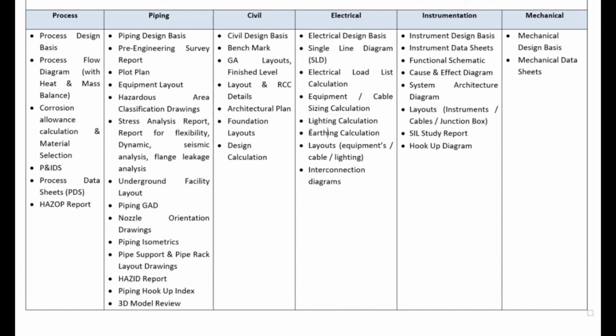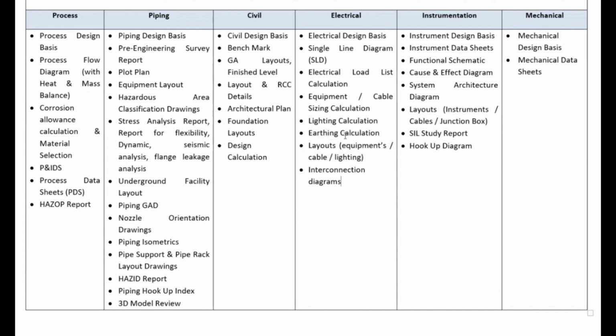Then the earthing calculation comes. Yeah, this is one of the very critical things. Because if there is an earth fault anywhere, we should be able to do the earthing sufficiently and we should not get an electrical hazard. The earthing calculation will ensure that all the electrical equipment, and mechanical equipment which has electrical drives, is properly earthed. To make sure of that earthing, we have to have earthing calculations. And there will be earthing layouts also. Then layouts, equipment, cable layouts.